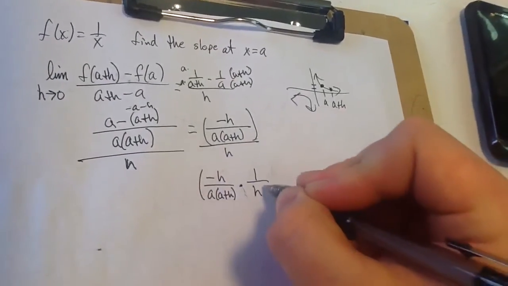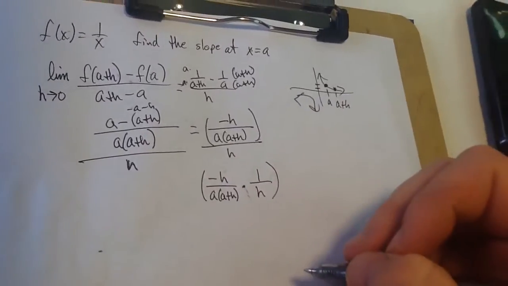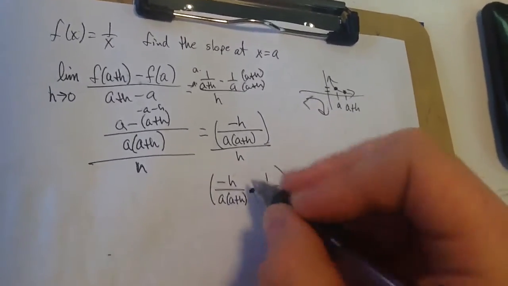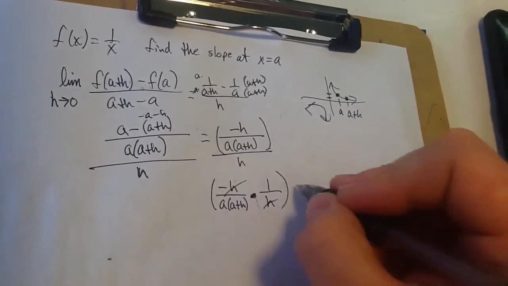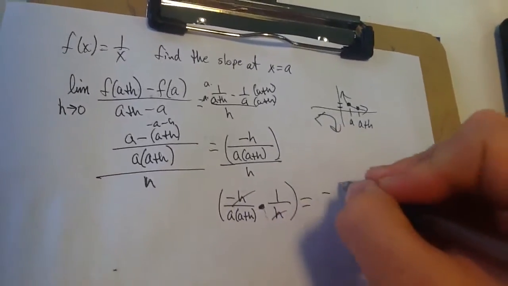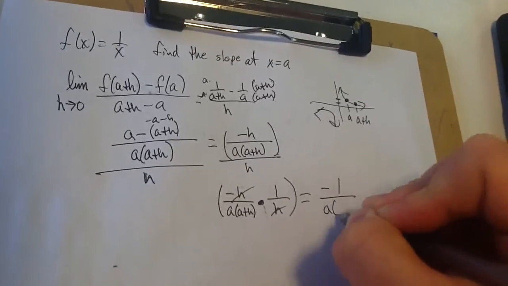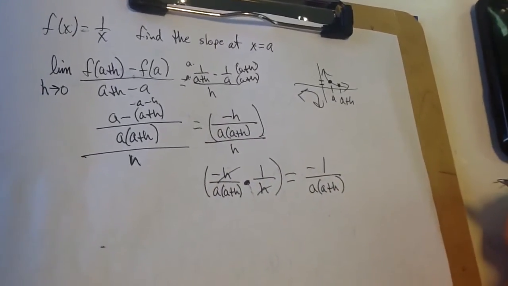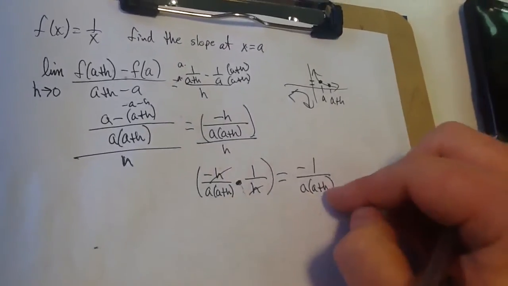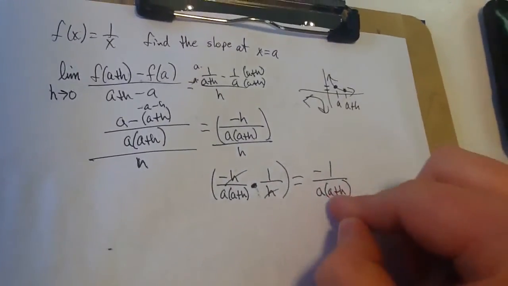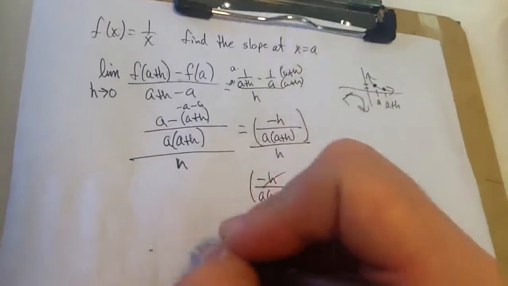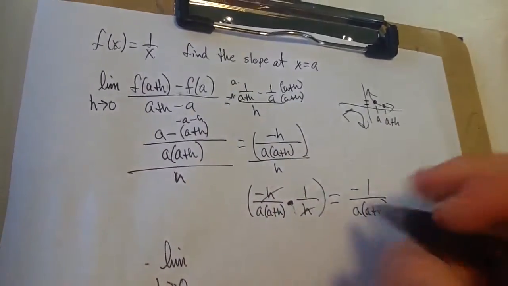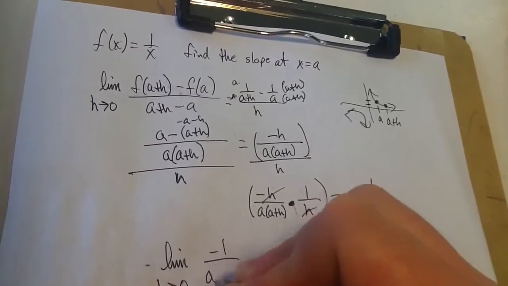Right, took the bottom, flipped it, now multiplying. Well, this is multiplying. So when you have the same thing on top as on bottom, divide into 1. So now I have negative 1 over a times a plus h. That's it. I can't go any further than that. I've simplified it as completely as I can. So now I need to do the limit as h approaches 0 of that.